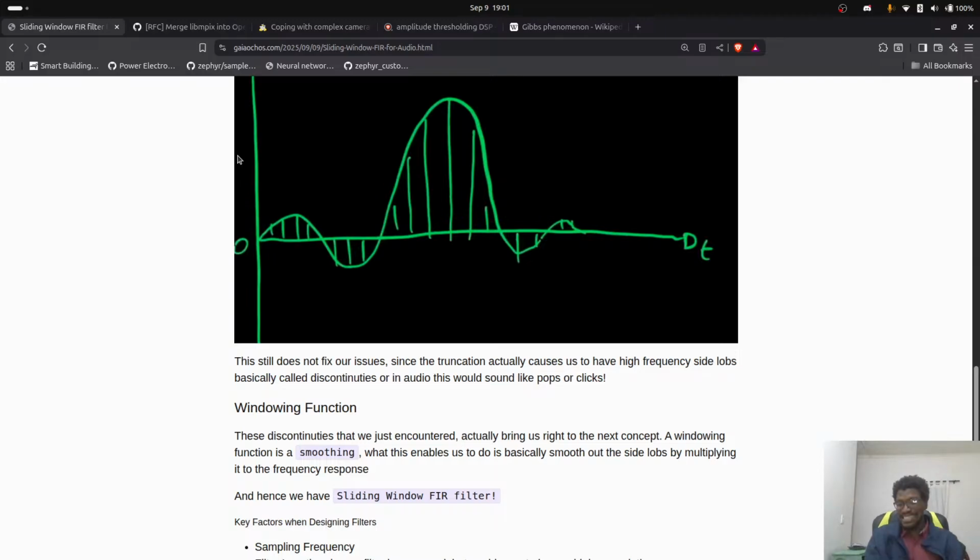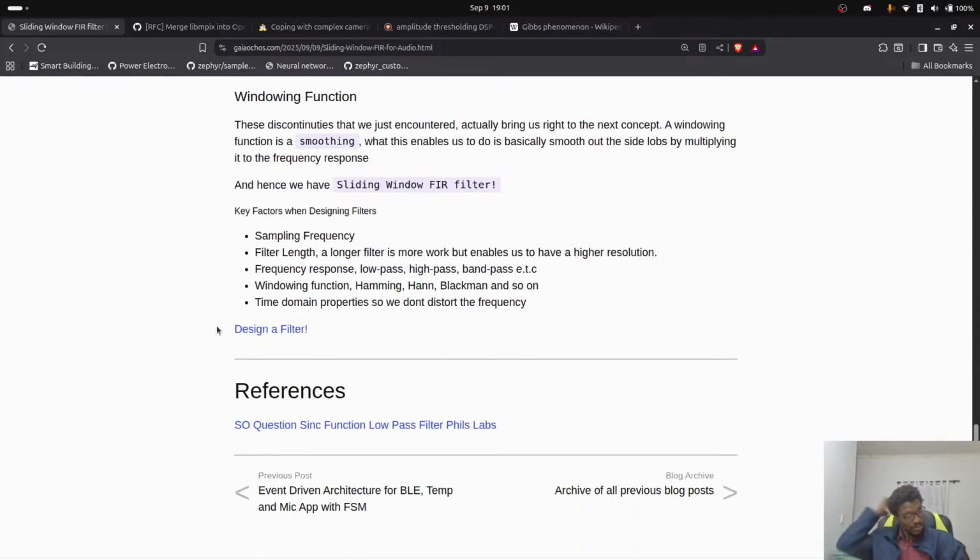Okay. Later, we will apply something called a sliding window, and this sliding window will enable us to smooth out the data, or rather the samples that we are filtering themselves, rather than the filter. Okay, cool.